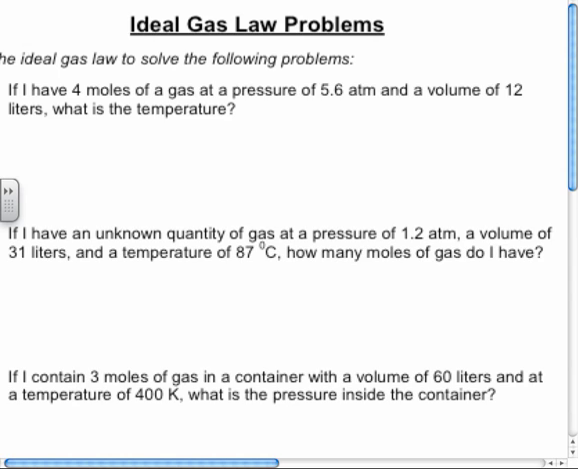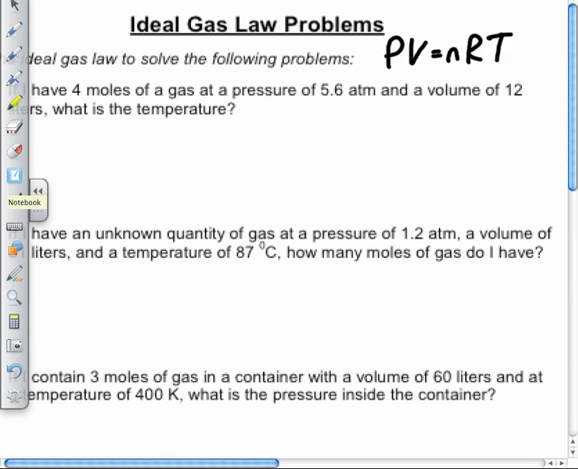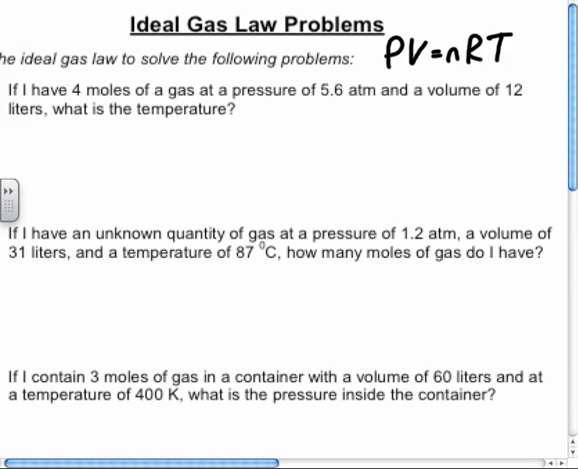If I know the formula, same as if I was doing a combined gas law problem, I'm going to go through first and identify what's what. That's what I like to do. You can make a list, or you can just write it right over the top of them, like I'm going to do here.